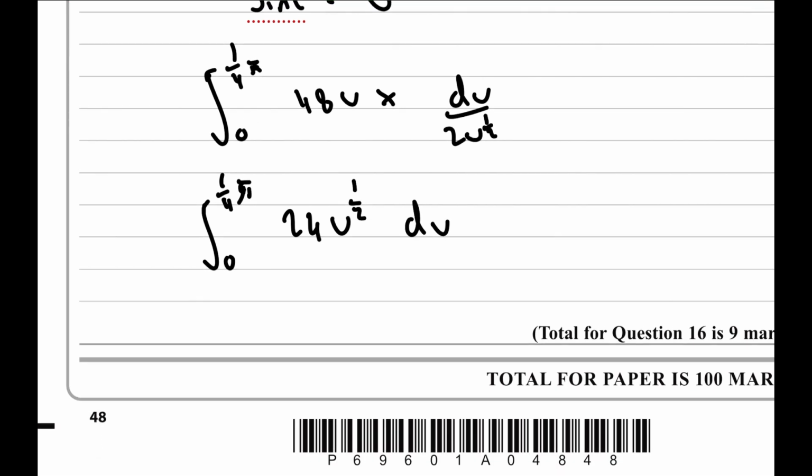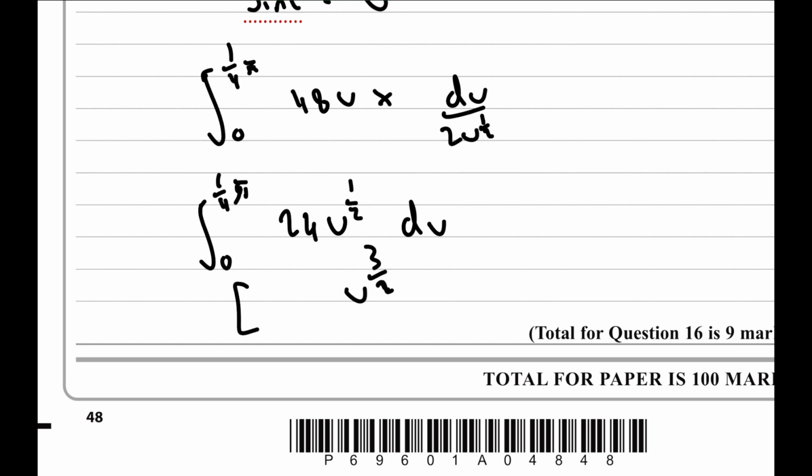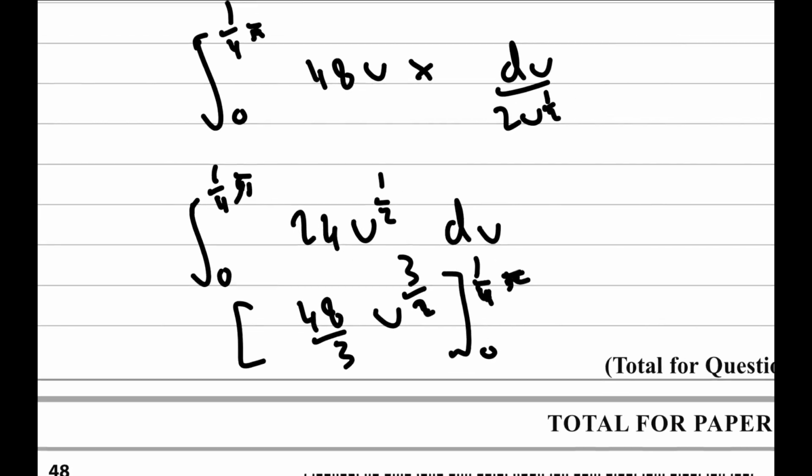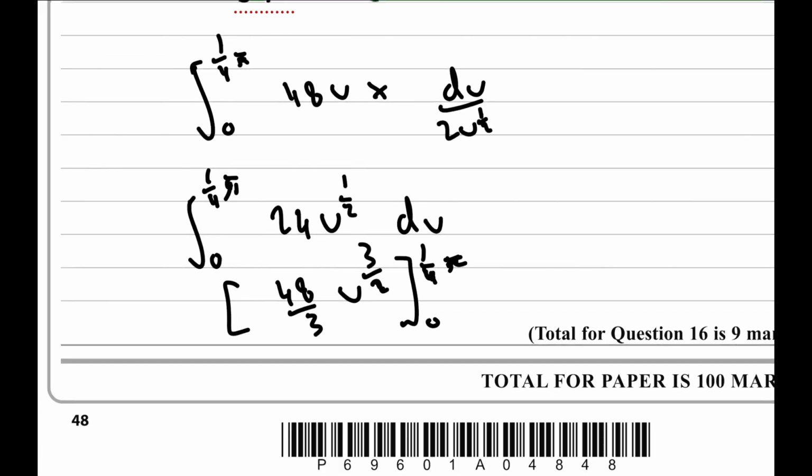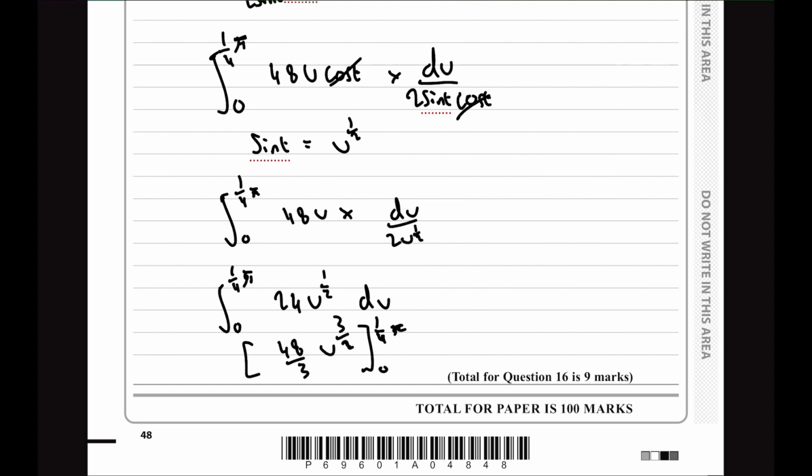Du. Now the integral of this is just going to be 24 u to the power of half. So we add 1 to the power, so it's going to be u to the power of 3 over 2. And then it's going to be 24 divided by that 3 over 2. So that's going to be 48 over 3. And the bounds would remain 1 over 4 pi. Now, it's inaccurate to say the bounds are 1 over 4 pi, but I'm simply saying this because I'm going to sub u back into sine squared t.